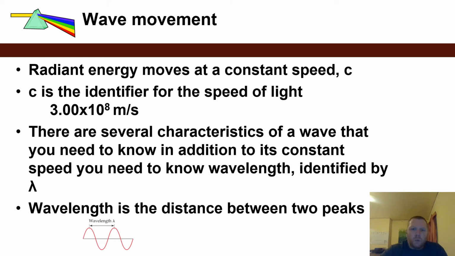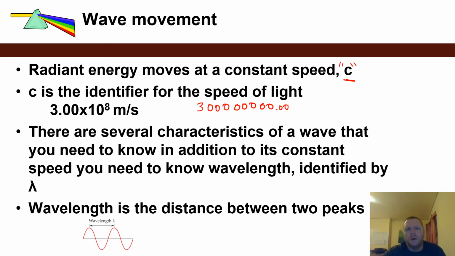Now, the wave-like movement of light is something that we need to consider, and that is radiant energy, and it moves at a constant speed, which is generally denoted as c. I'm going to put parentheses around that. c is the identifier for the speed of light, which is 3.00 times 10 to the 8th meters per second. So that's 3, with 8 zeros after it, 3 times 10 to the 8th meters per second.